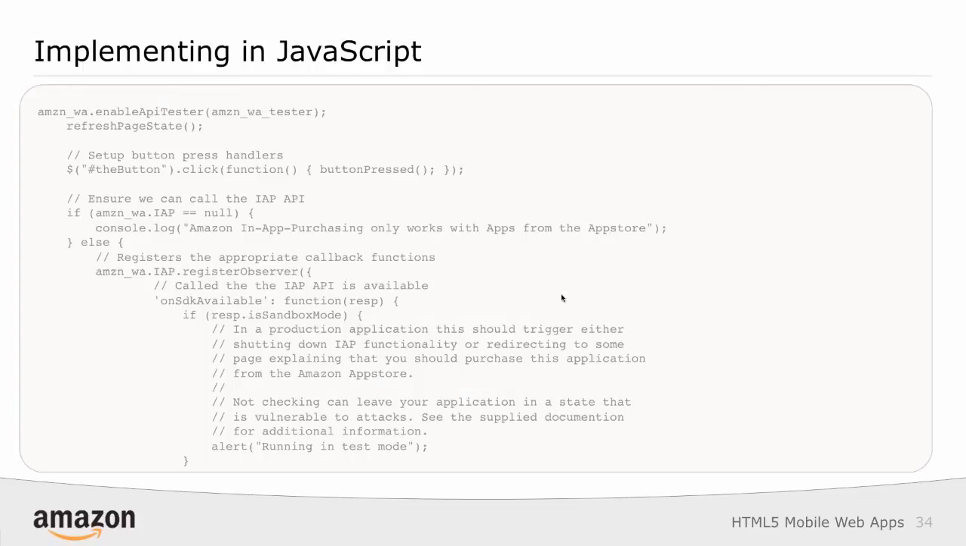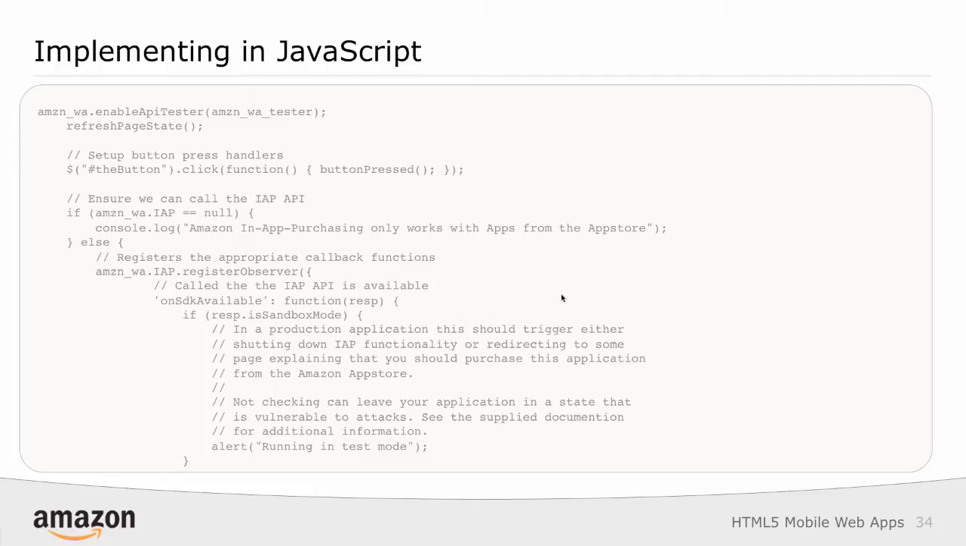So an example of what this would actually look like in JavaScript that you can add to your own mobile website, we're calling into the Amazon web app and then enable API tester function. And that function takes a variable called Amazon WA tester. And then we're going to go down, and you can see I have different functions here for clicking a button. Now this is all part of the button handler SDK sample you just saw as part of the Amazon SDK. We'll load that up in a second, and then I'll walk you through how it works.